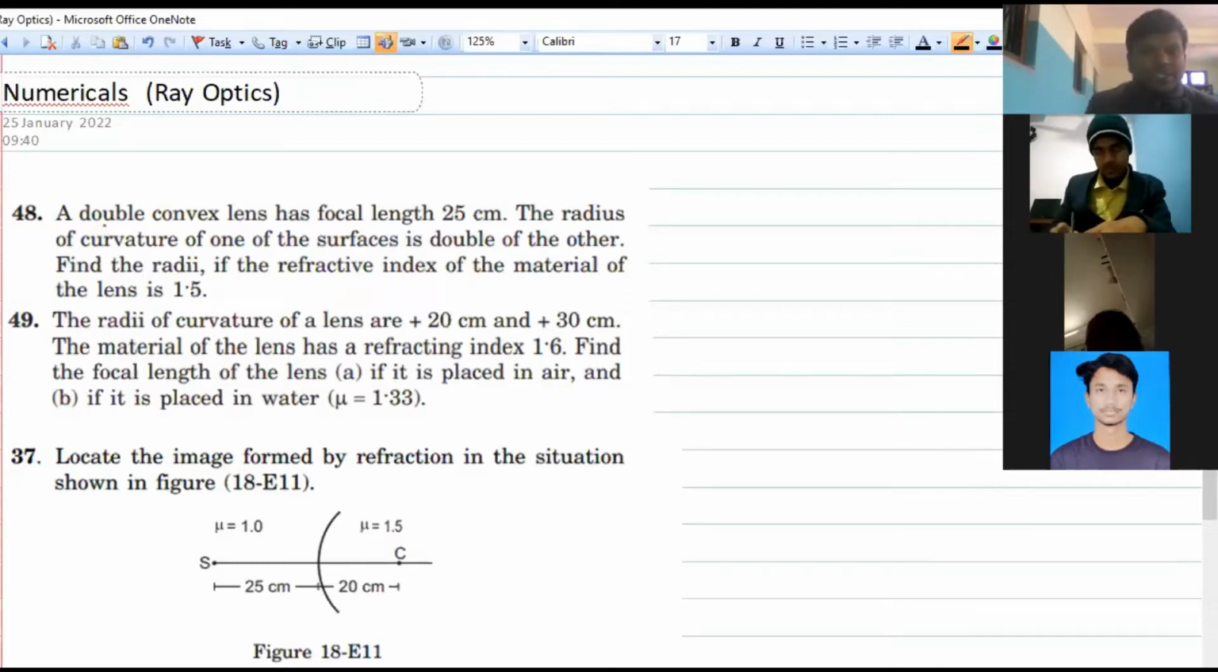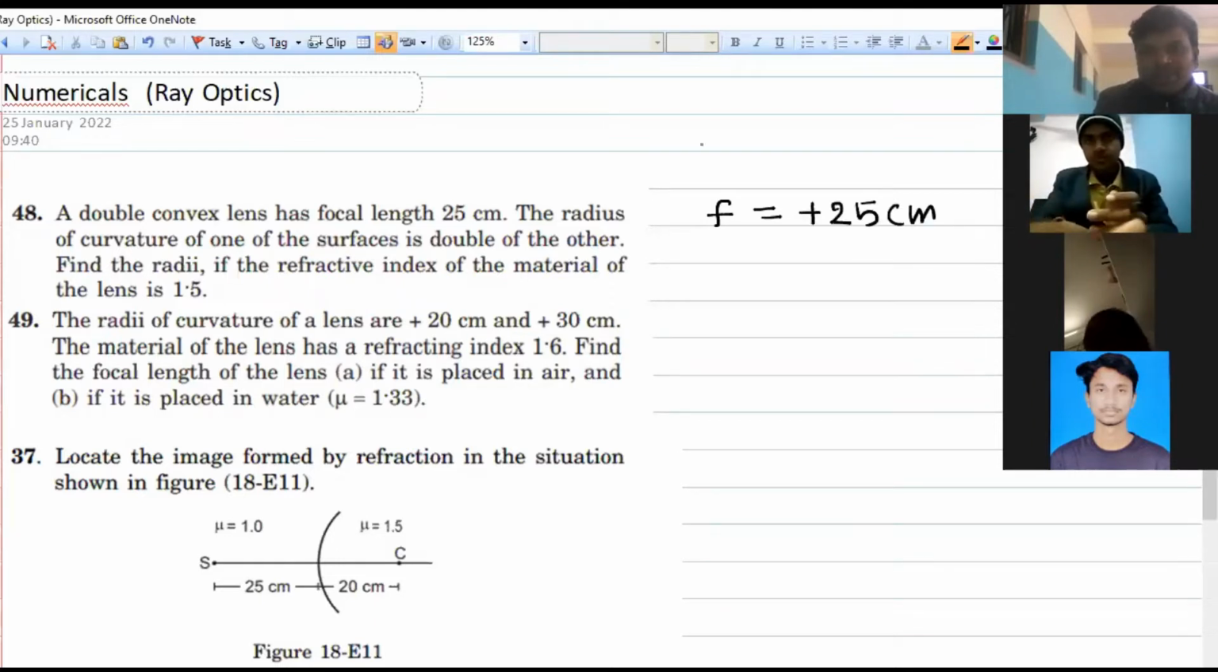So it is written there a convex lens has focal length 25 centimeter. So first we will write down the data. What is the data given? So first the double convex lens is given. Convex lens has positive focal length. So focal length f is given. It will be equal to plus 25 centimeter. Remember when we are solving the problems in ray optics, we need to use the sign convention also.